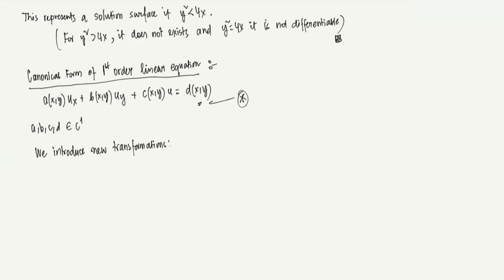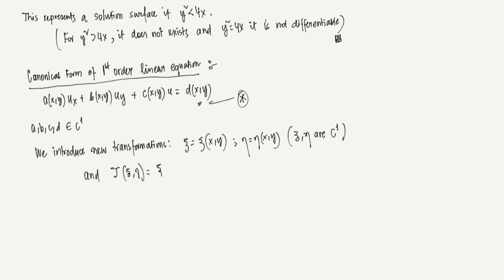Transformations that are given by xi equals xi of x comma y, and eta equals eta of x comma y. So those are the new set of transformations. Of course, here we are assuming xi and eta are C1 continuously differentiable, and the Jacobian of xi and eta, let me write down what it means.